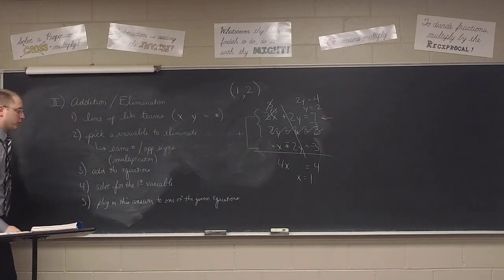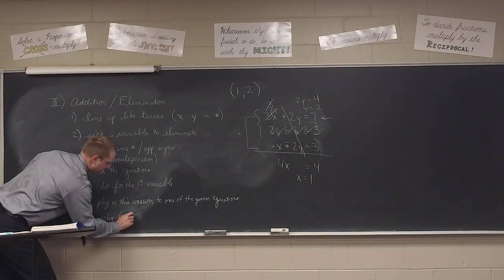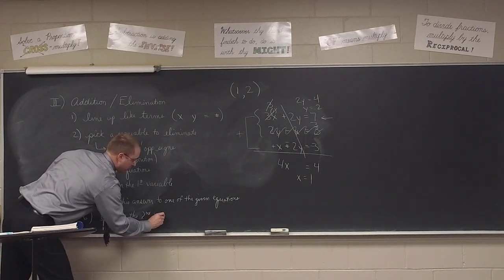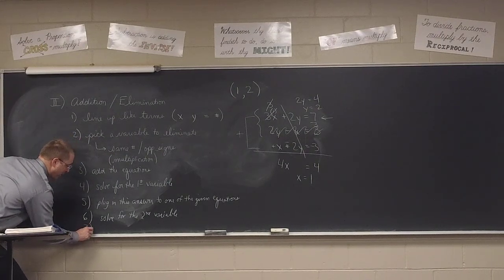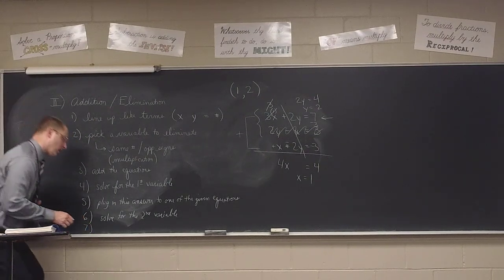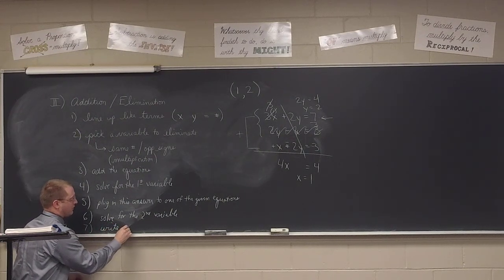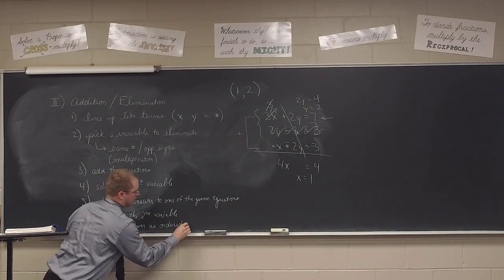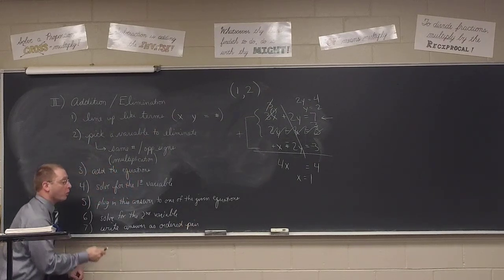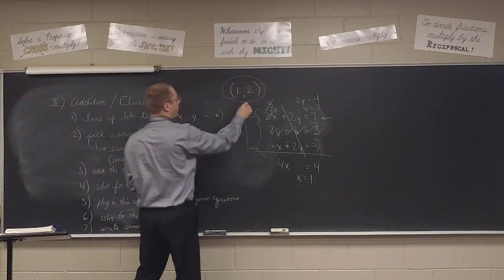So we're going to plug in this answer to one of the given equations and solve, as I just showed, for the second variable. Solve for the second variable. And the last step, I've actually already done it, but we want to write our answer as an ordered pair. Write the answer as an ordered pair. That's another name for a set of coordinates. It's a pair of values in a particular order, x then y. So there's my answer, 1, 2.